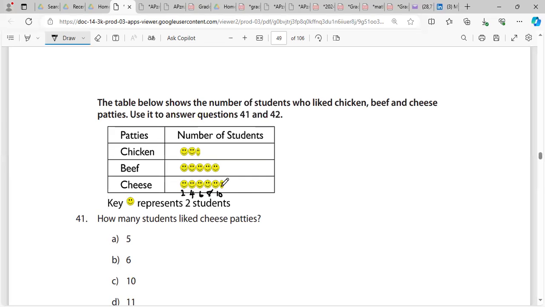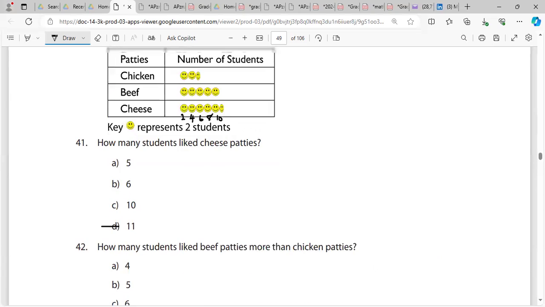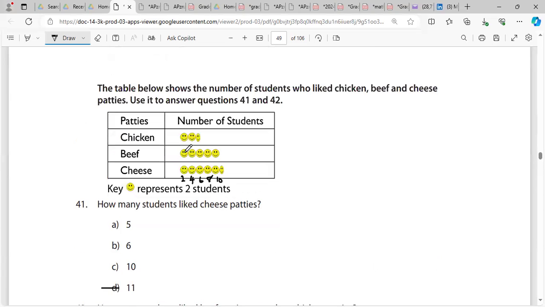I'm thinking this is a half. So it's a half. That's a half, guys. So it's 11. Why don't I just put it in half? How many students like beef patties more than chicken patties? Beef patty more than chicken patty. So we have 2, 4, 6, 8, 10. And then we have 2, 4, 5. So it will be 10 minus 5, which is 5.